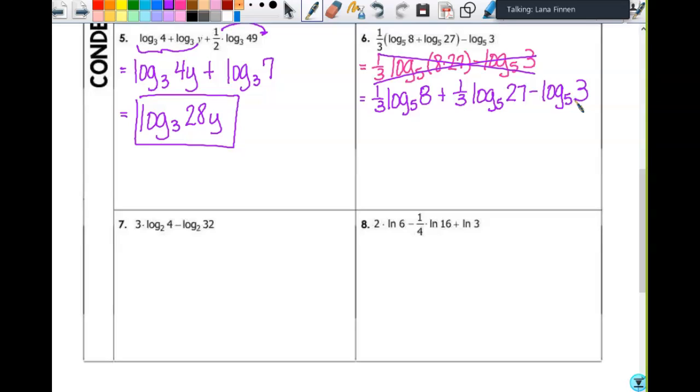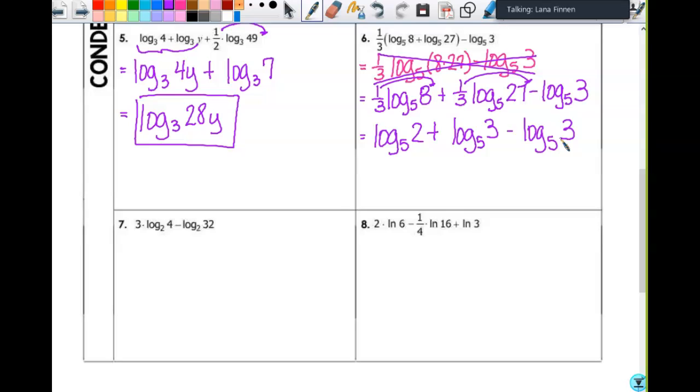Okay, so now when I move forward, this 1/3 becomes an exponent on the 8, so I'm going to take the cube root of 8, which is not that big of a deal, right? What's the cube root of 8? 2. Plus, then this 1/3 becomes an exponent on the 27. What's the cube root of 27? 3. Minus log base 5 of 3.